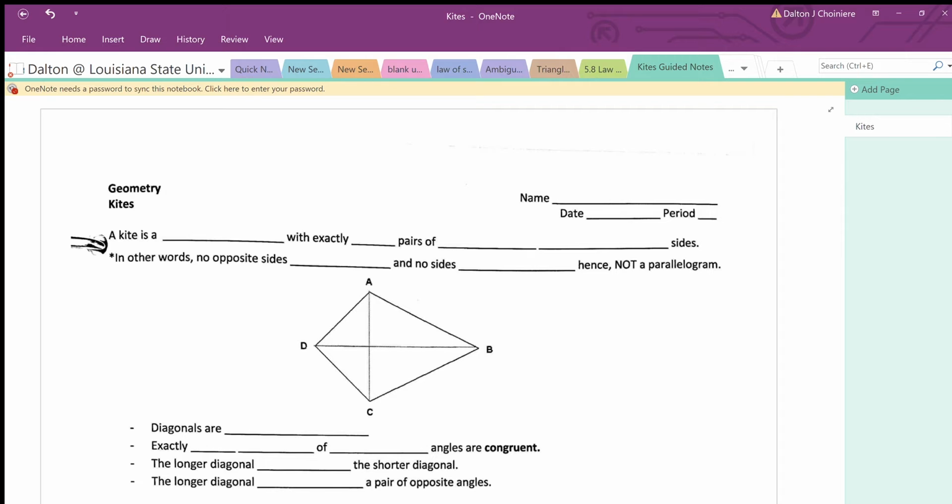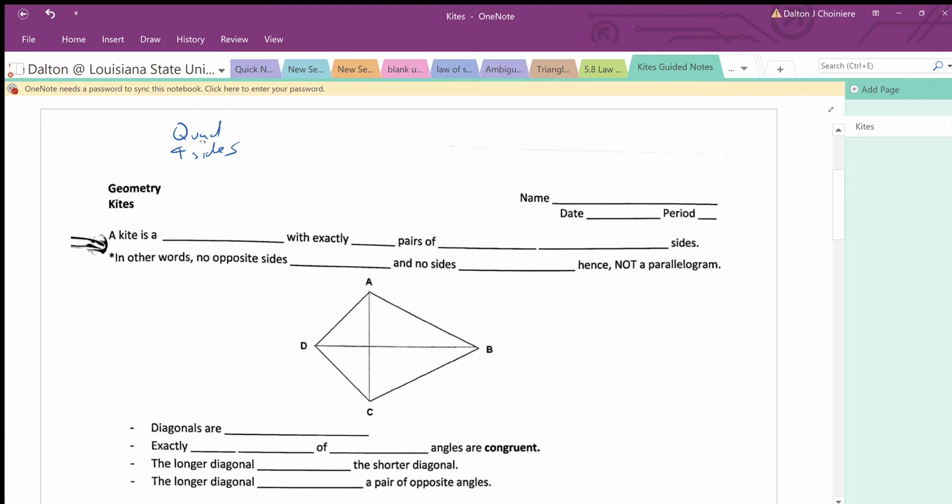Anywho, we're going to talk about our next shape today, which is a kite. So before we do that, I want to review the shapes that we've already discussed. We've talked about quadrilaterals, which just have four sides.